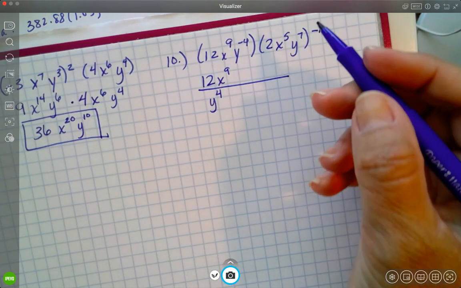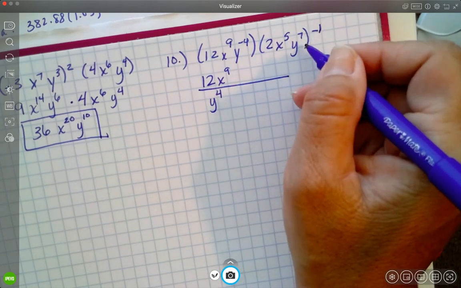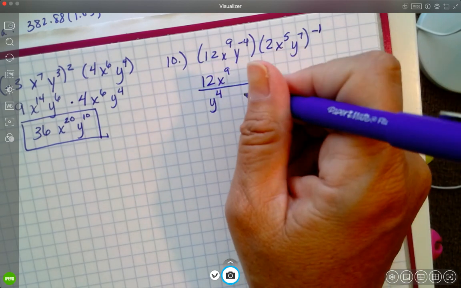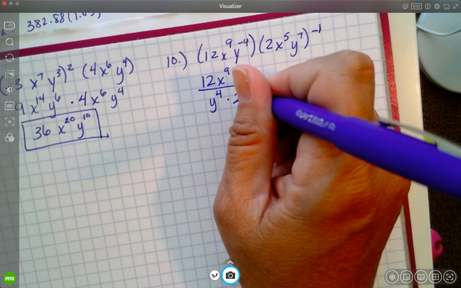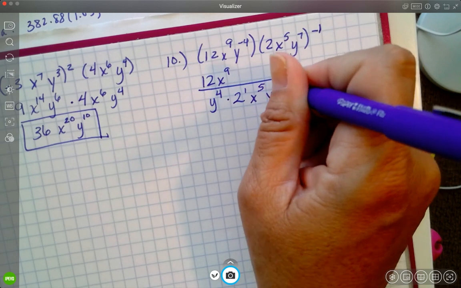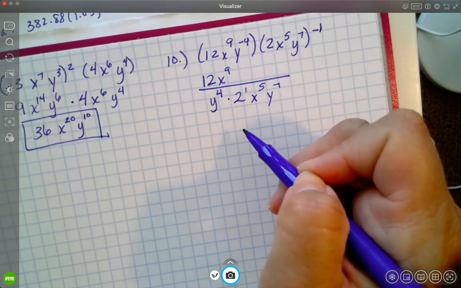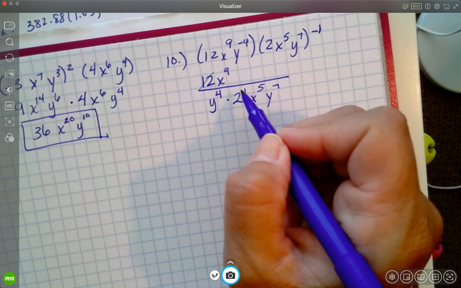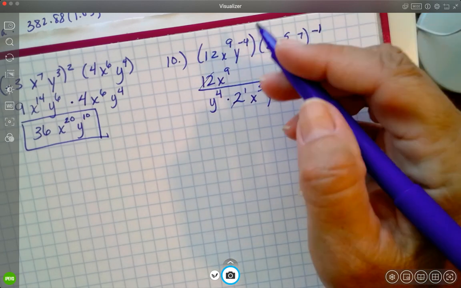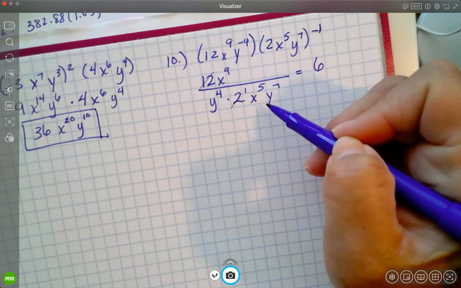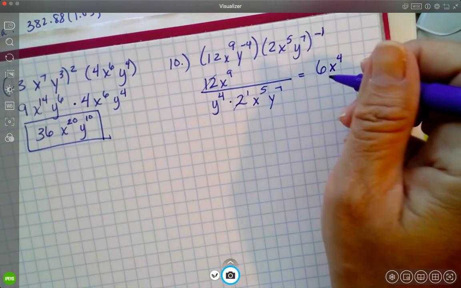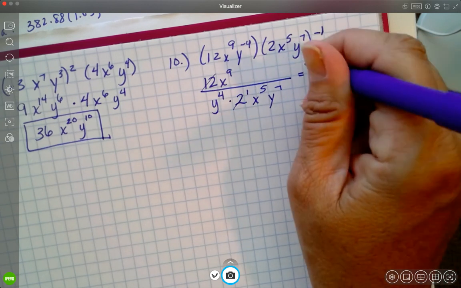And then all of this second term goes on the bottom because it's all taken to the negative 1. So this is going to be times 2 to the 1, x to the 5, y to the 7. All right, and then I can just figure out what I have on top and bottom. So the 12 and the 2 simplifies to 6. And I have 9 x's on the top, 5 on the bottom, so I have 4 more on the top. And then the y's are only on the bottom, so I have y to the 11. So this is the answer you should have.